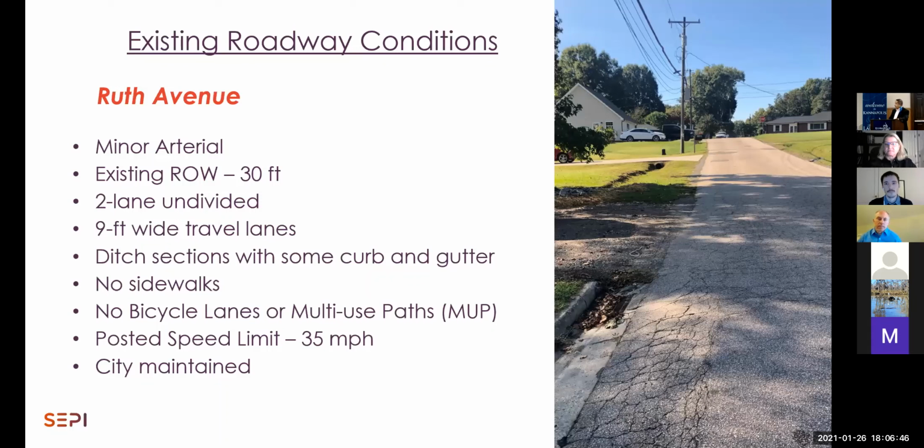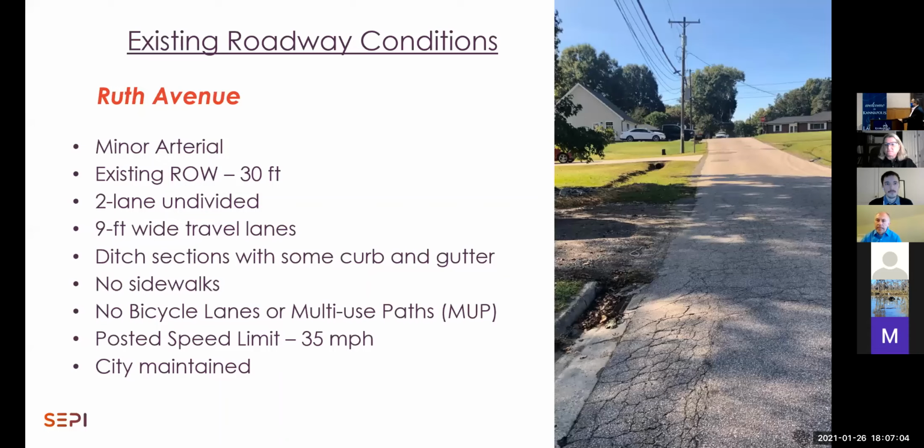Thanks, Michelle, and thanks everyone for joining us tonight. Really excited about the project. So we're kind of going to follow the same format that Michelle started. We're going to work from north to south. We're going to talk about the existing conditions, the proposed improvements, and key in on some of the constraints throughout the corridor. So we'll start here with Ruth Avenue.